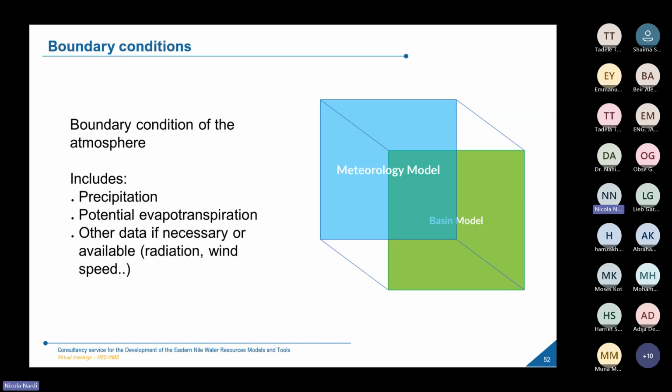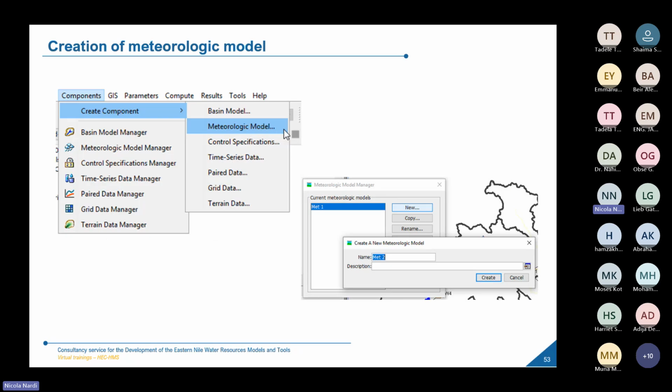Now, on the contrary, in case we are doing a continuous simulation, as we have done for the project, there is not only the precipitation, but also boundary conditions like the potential evapotranspiration, and if available, other data such as the radiation and the wind speed. These are data that are really necessary in case you want to calculate, for example, the evaporation of the catchment, or the transpiration. In our case, we only have the precipitation. Okay, so it's really simple.